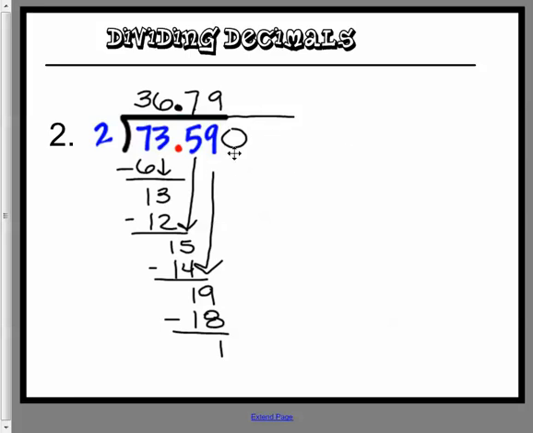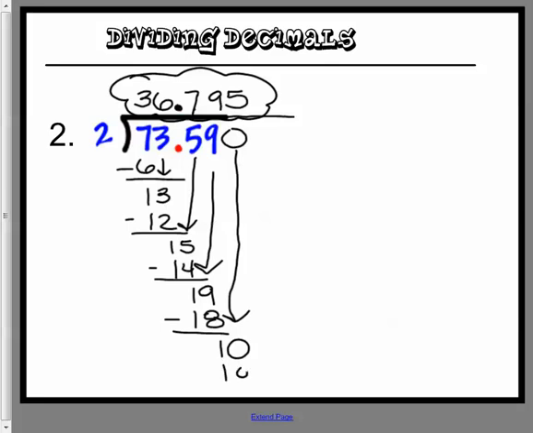So if we place value this 0 here, you're not really adding a 0 because that's nothing, but you're marking it with place value in the thousands place, and then now we can think of it as a 10, and our answer is finished because 5 times 2 gives me 10, and there's nothing left over. So 36 795 thousandths.